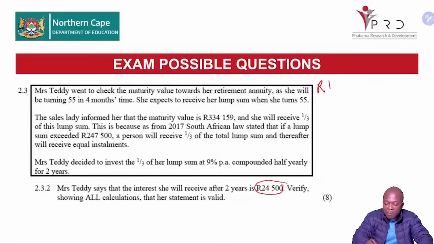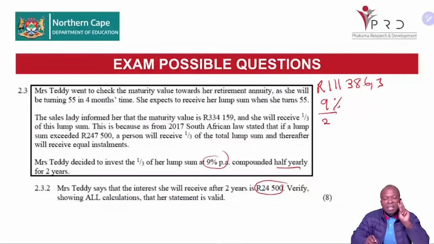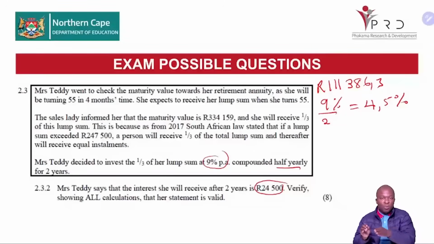Let's write our money down. 111,386.33. The interest is what? 9%, but it is compounded half yearly. So this is what you must do then. You are going to write the 9%. You must divide it by 2, because she is getting it half yearly. So half of 9%. It means the interest that you then use to find your answer will be 4.5%. This is what you must use to do the calculation now.